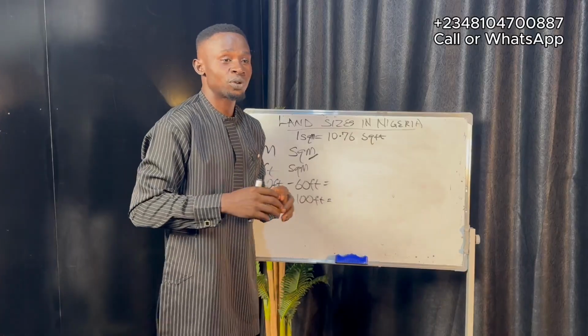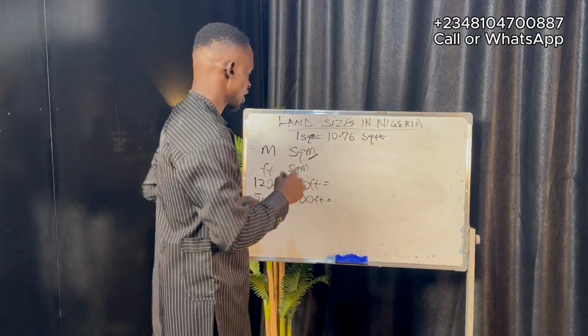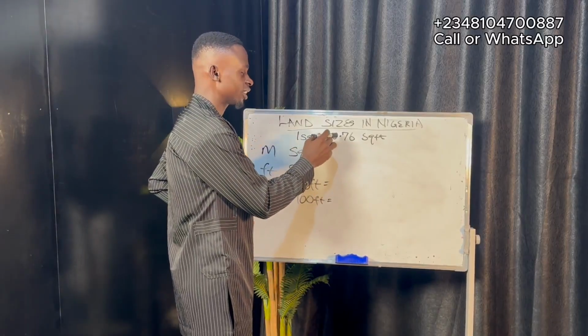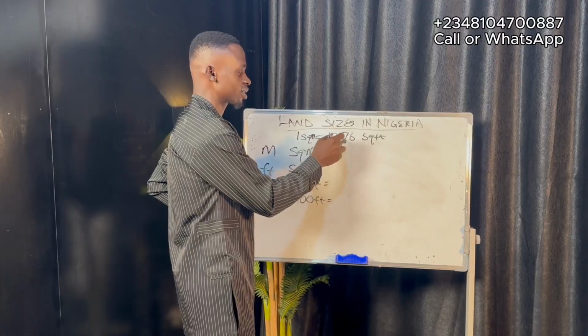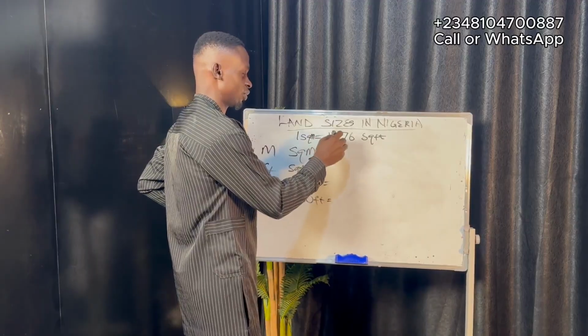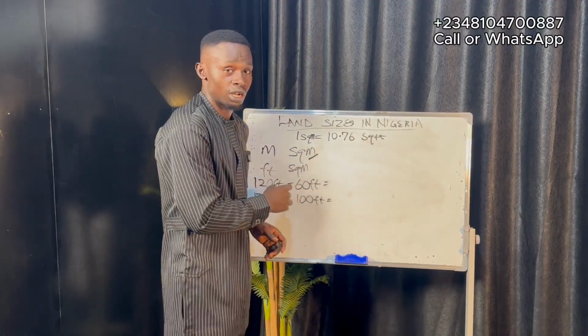One of the things that will help us in today's discussion is this calculation here. This is 1 square meter, which is approximately 10.676 square feet. So when you do the conversion, this is what is going to give you. That's what we're going to use for our calculation.